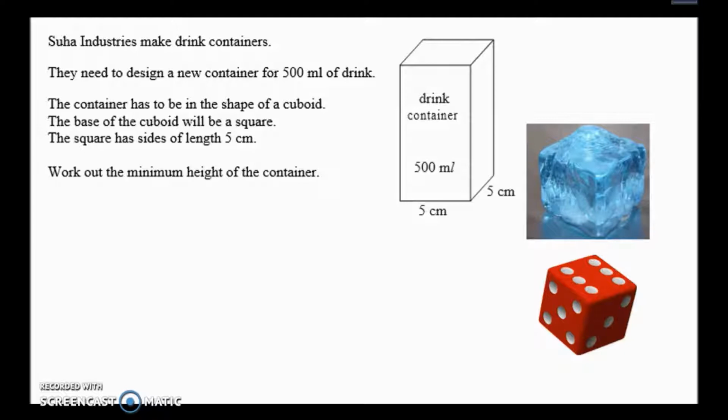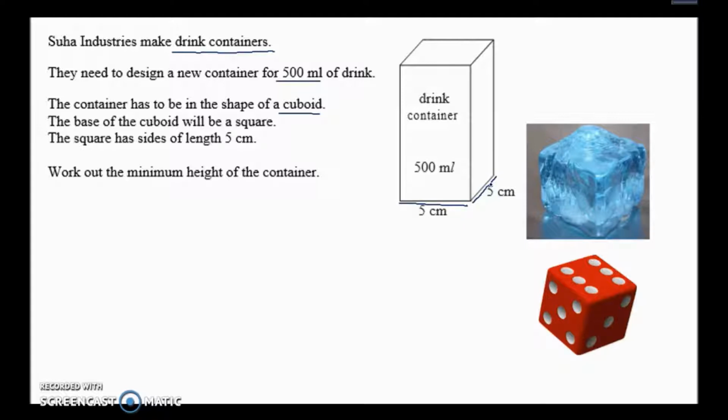So, we're making a drink container. They need to design a new container for 500 millilitres of drink. That's like your standard bottle of Coke you buy from the shop. The container has to be in the shape of a cuboid, so it's a bit like a carton of drink, like a Ribena or something. The base of the cuboid will be square, and the square has to have sides of 5 centimetres by 5 centimetres. Maybe that's the maximum, optimum size to put on the shelves, so you can get more on the shelves or something.